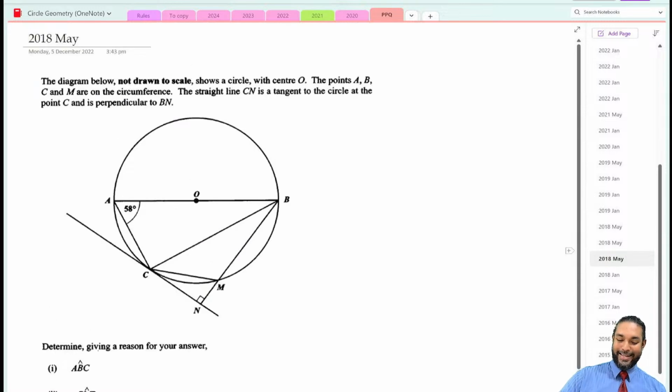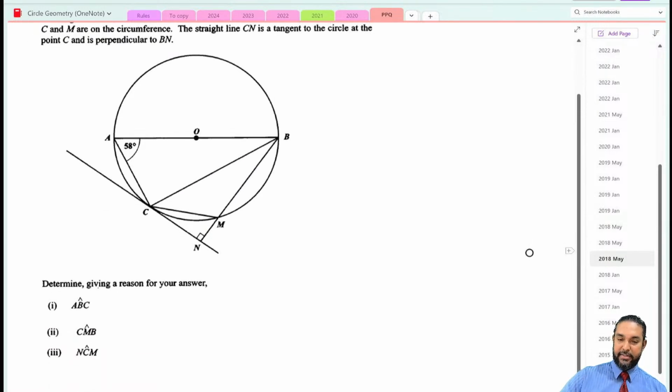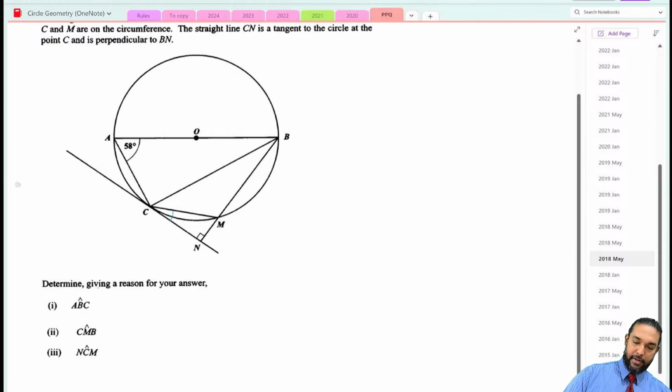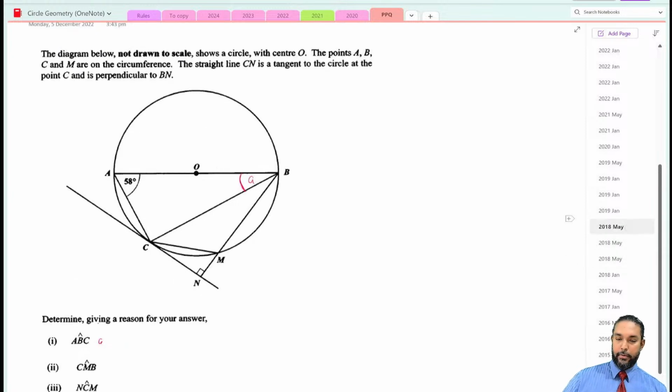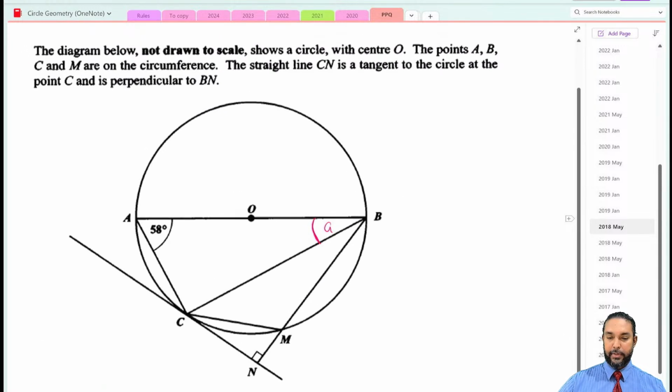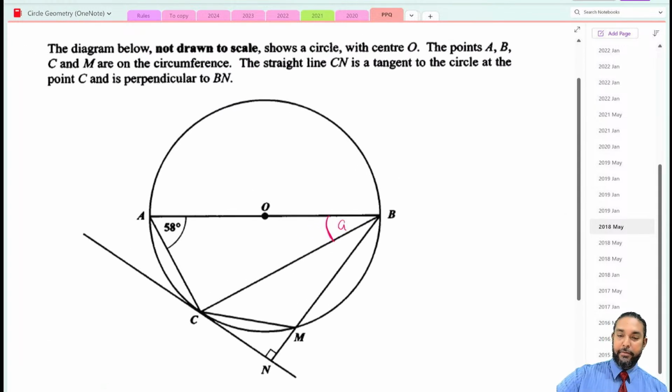The last one is NMC or NCM? NCM? Sorry. Okay, cool. NCM will be this angle here. We could just call that angle C, right? Okay, cool. All right, so I'll go back here. Let me just zoom in for a second so we could see things a bit more clearly. And let's take a little preliminary read.